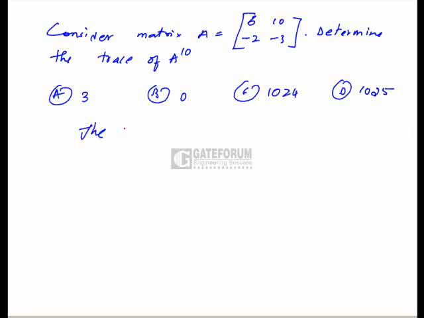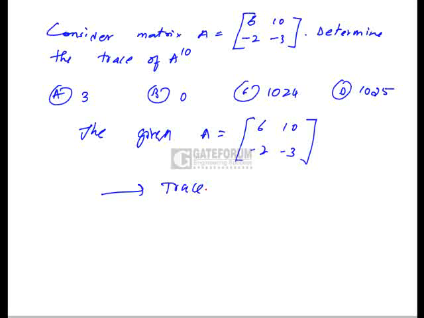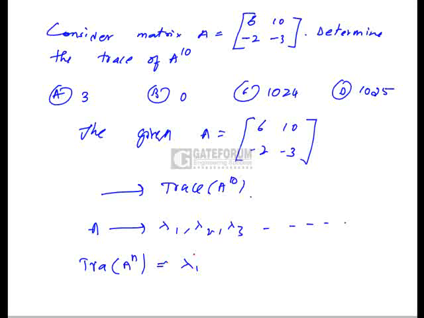The given matrix is A equals 6, 10, minus 2, minus 3. Now we have to find the trace of A power 10. First of all, let us see a property. If A is any matrix whose eigenvalues are lambda 1, lambda 2, lambda 3 and so on, then the trace of A power n will be the sum of all the eigenvalues raised to the power of n: lambda 1 power n plus lambda 2 power n plus lambda 3 power n and so on.